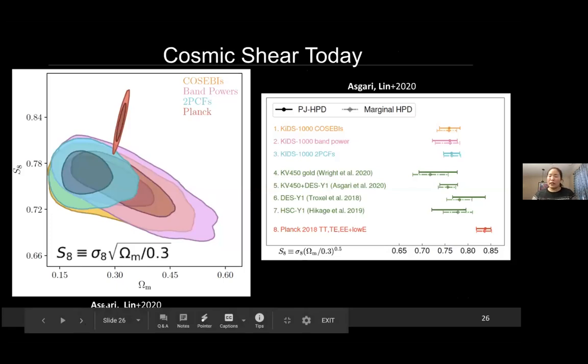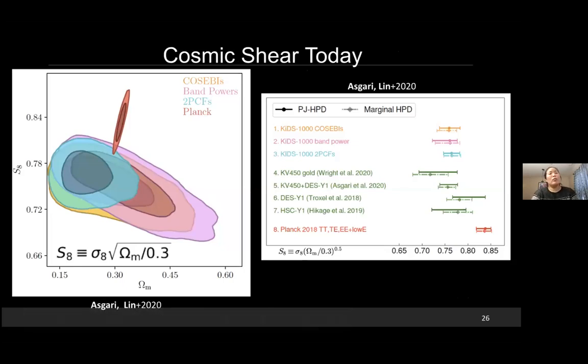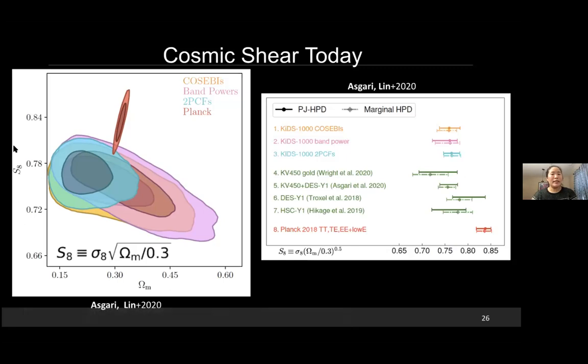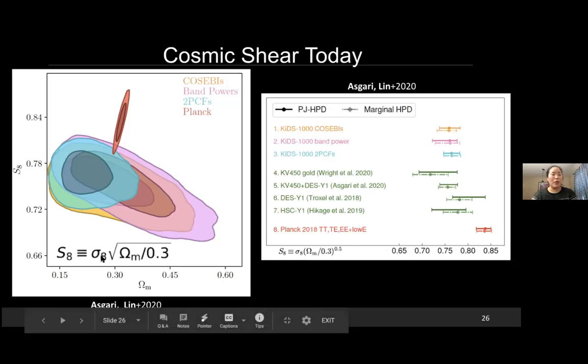Just a quick look, I think I'm running short on time now. A quick look at what the results look like today for cosmic shear. This is the most recent results from the KiDS, the Kilo-Degree Survey. And this is a paper by Marika Asgari et al. And we have omega matter on the x-axis and S8 on the y-axis. Again, this encapsulates both the sigma 8, which is like the clumpiness of the structures, and the total matter density, omega m.